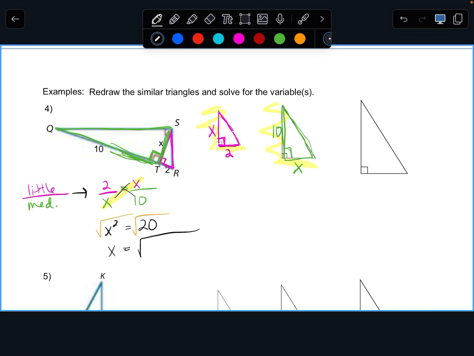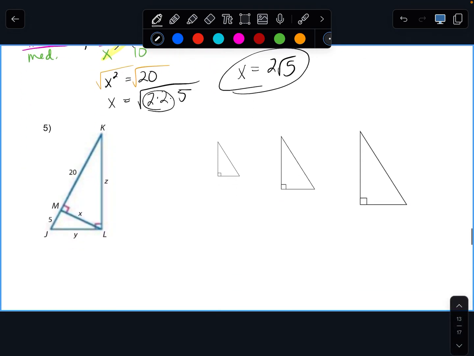Isn't that exciting? Yay. Okay. So 20 is 2 and 2 and 5. So 4 times 5. Then you get a pair. So your X is 2 root 5, done. So before we were doing 2 triangles, now I got 3. So that's it. Any questions?